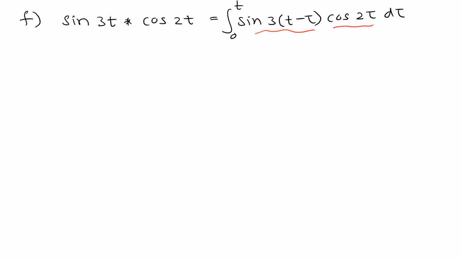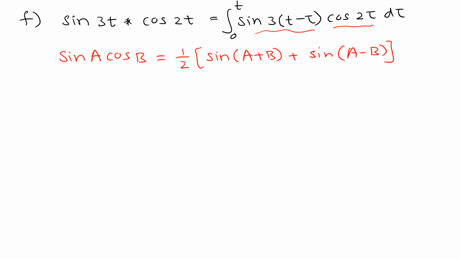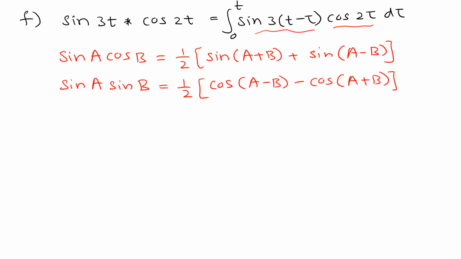You remember from Calc 2, when you get an integral like that, you have to use trig identities. So let's recall these three identities. We have sine A cosine B equals 1/2 [sine(A plus B) plus sine(A minus B)]. Then let's see what happens with sine and sine. You can see it is cosine here, and also switch the order: A minus B comes first, and then A plus B goes second. And also there's a sign change. It's a negative.